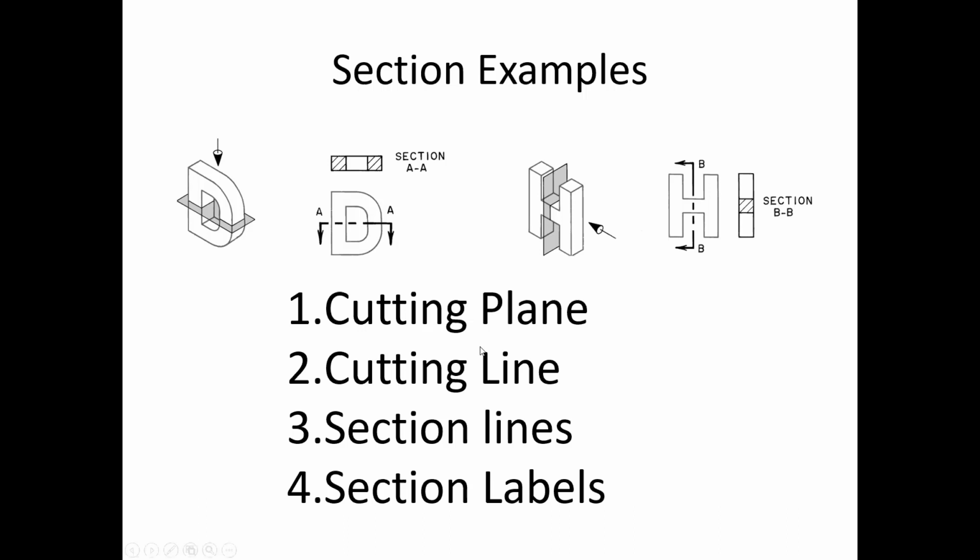Your first section view should be A. If you have a drawing and you see a section C, in your mind, what are you thinking? Well, where's A and B, right? There should be more. So that's the natural thought process, and that's why we start with A.